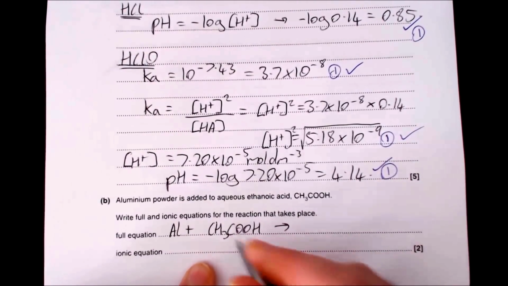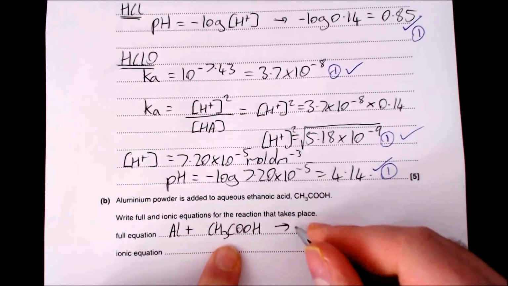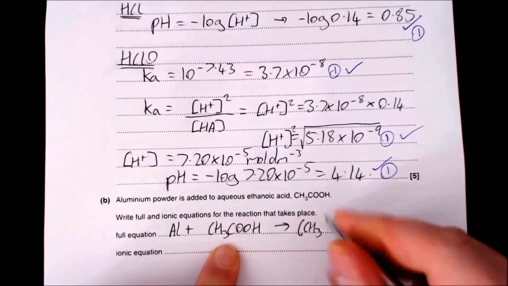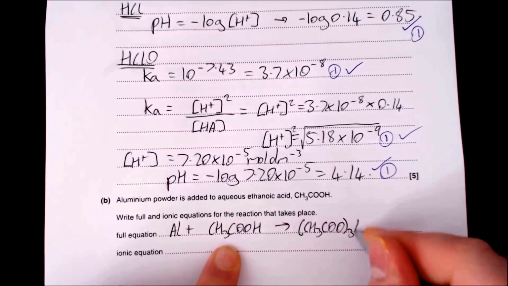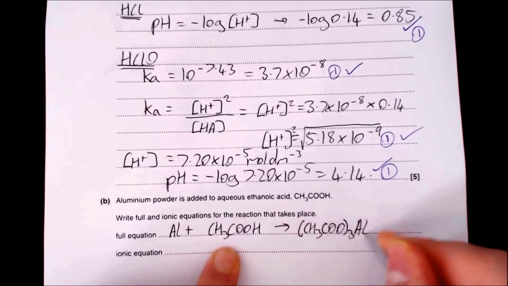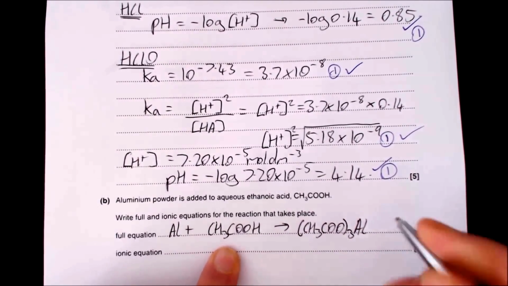And acid plus metal will always give salt plus hydrogen. So the salt in this case is going to be (CH3COO)3Al. We need 3 of these. These all have a 1 minus charge, and Al has a 3 plus charge. So we need 3 of them to make sure that it balances.